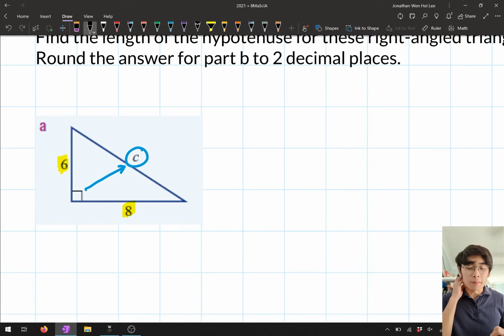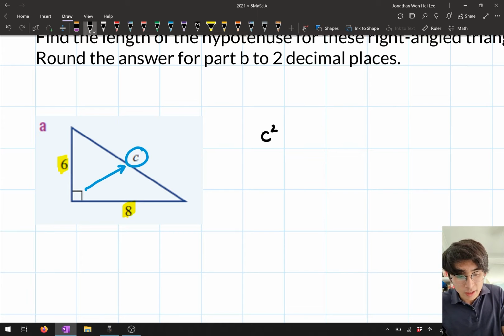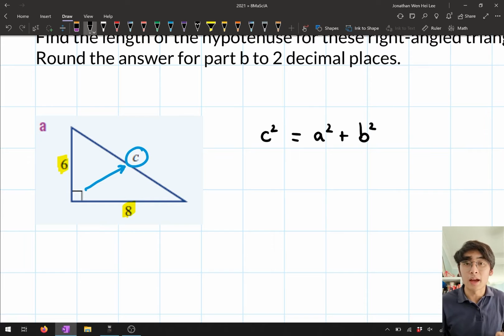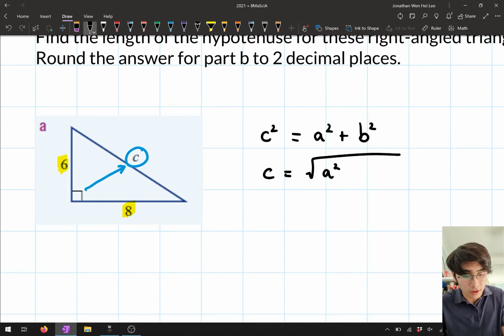So what I'm going to do is write Pythagoras' theorem out first. So I'm going to write c squared is equal to a squared plus b squared. That was the formula for Pythagoras' theorem. And then I'm going to do that rearranging step. I'm just going to take the square root. So c is equal to the square root of a squared plus b squared.